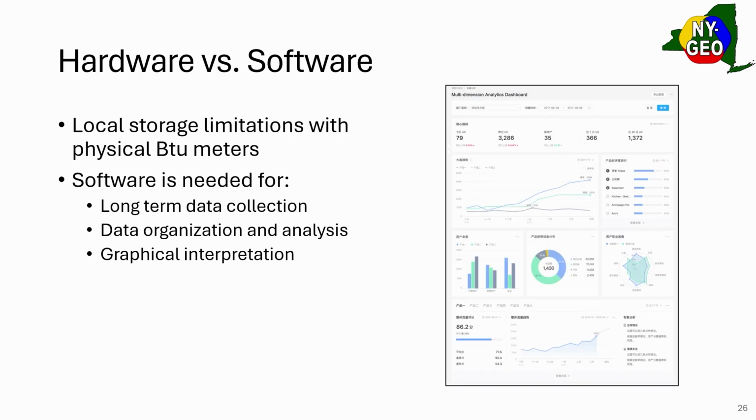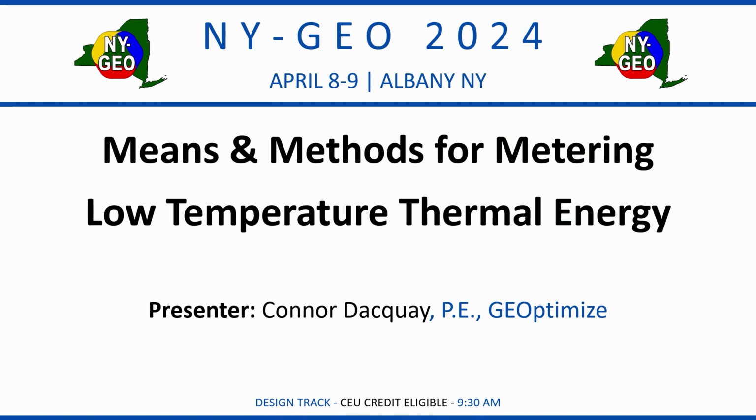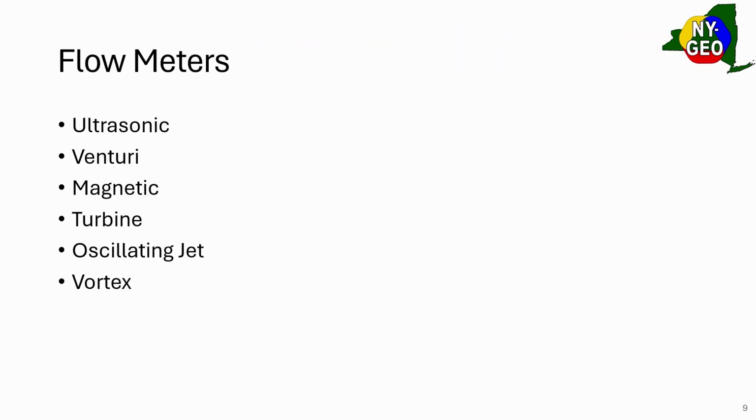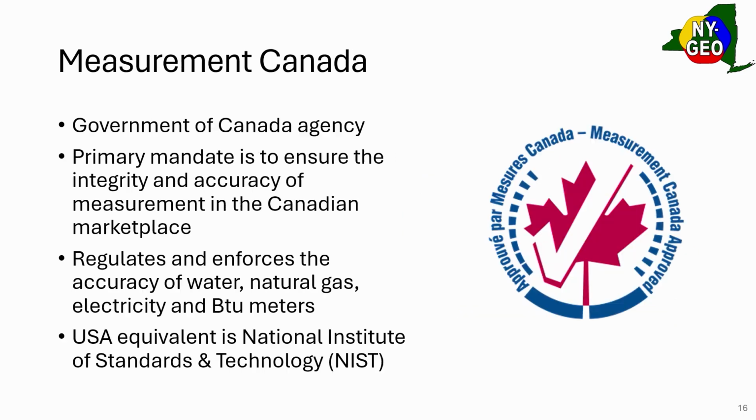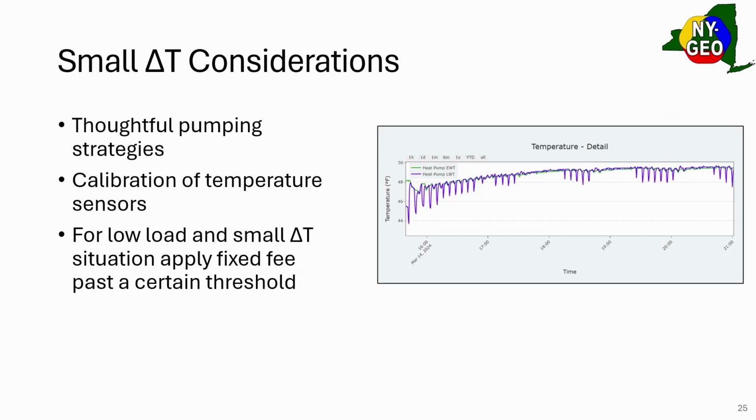So we talked about hardware, right? And it's just temperature sensors and flow meters, nothing too spectacular. But when you buy a BTU meter, and anyone can go buy a BTU meter, there are local storage limitations. I don't know that SCADA system, how long-term they're monitoring that, but there may be some storage limitations on there if it's not connected to a data rack or a server.